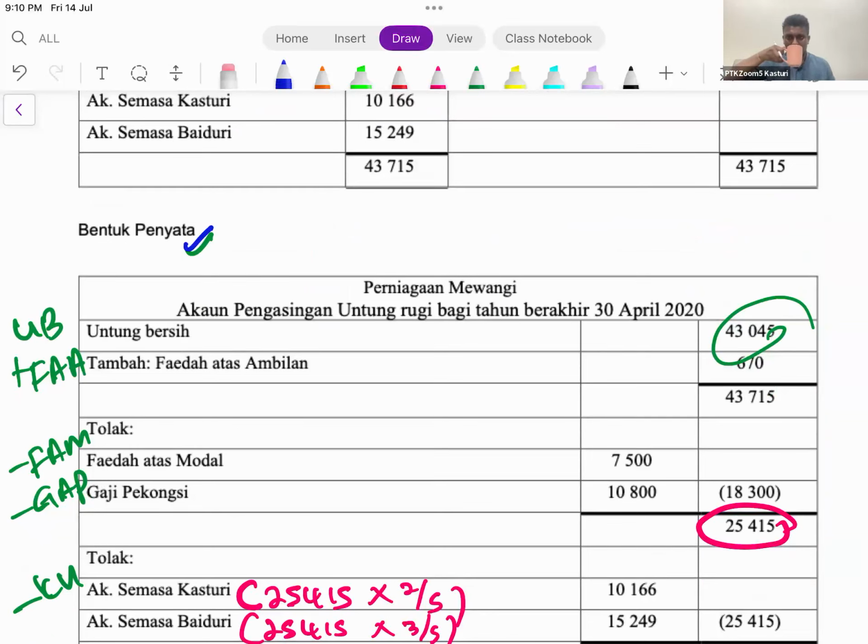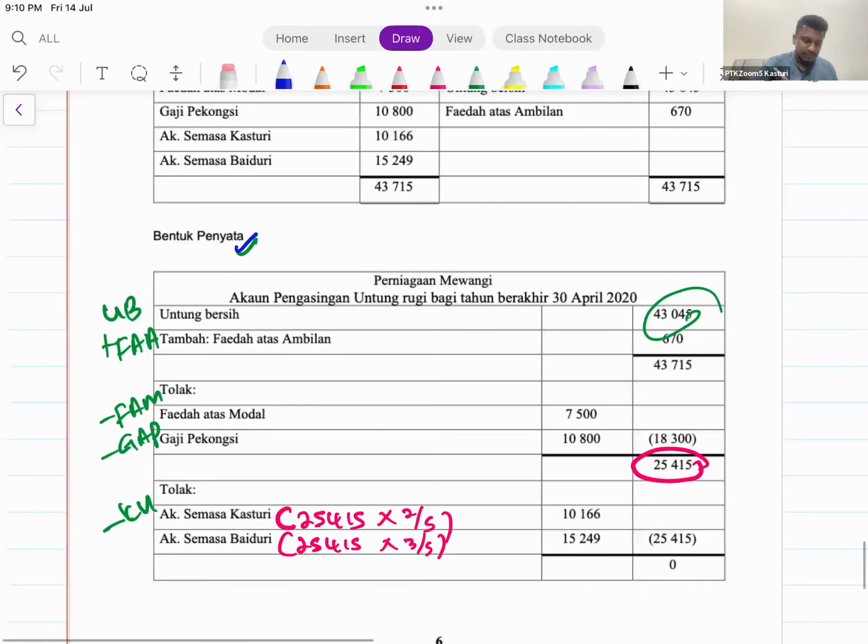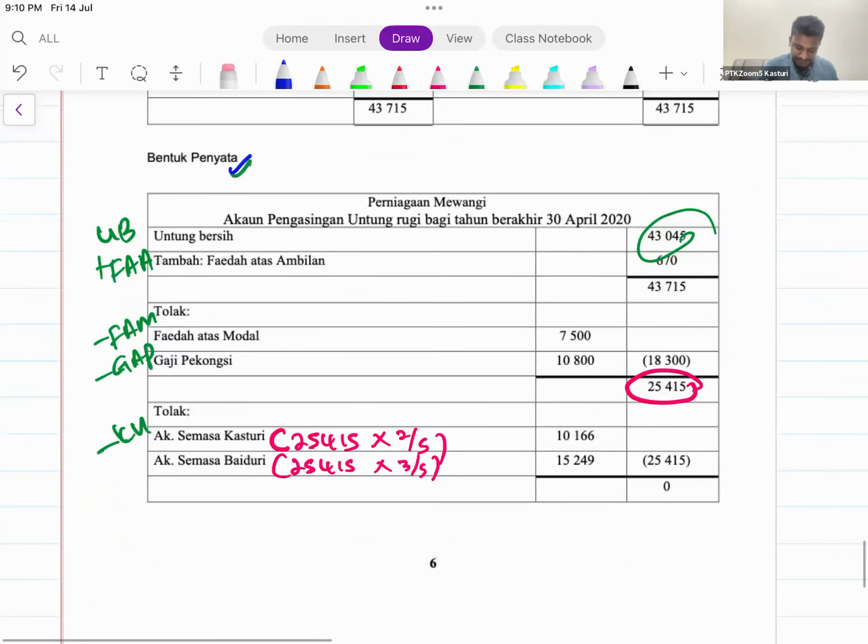Cannot? Okay, if we're done, we go for today's worksheet. Can you take out today's worksheet?